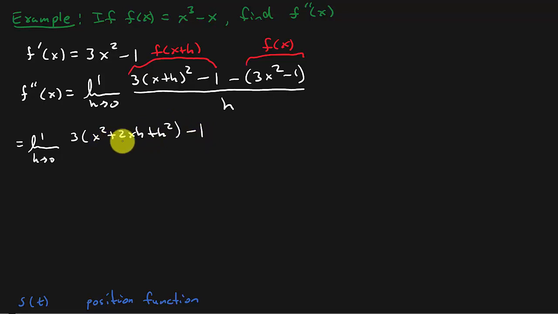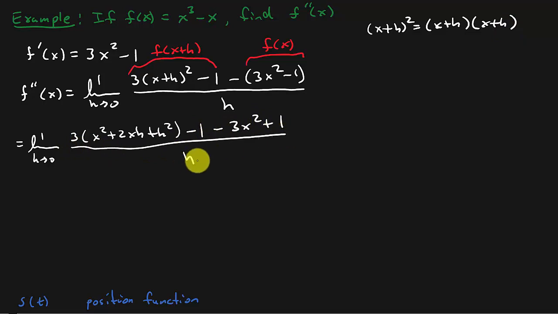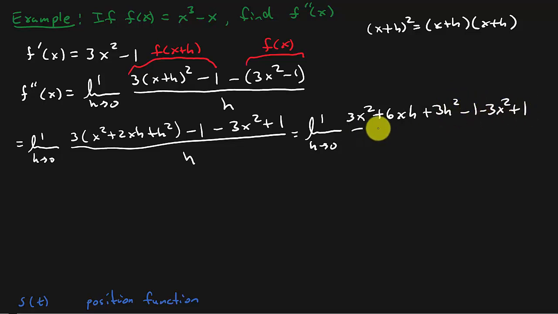So how did I get that? Well, remember, x plus h squared is x plus h times x plus h. Just fold it out. Minus 3x squared plus 1, then I distributed that minus. And now I'm going to distribute the 3. So that's the limit as h goes to 0 of 3x squared plus 6xh plus 3h squared minus 1 minus 3x squared plus 1, all over h. I just distributed the 3 for that step.